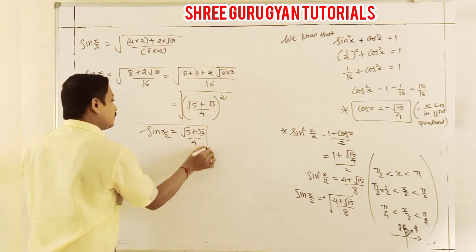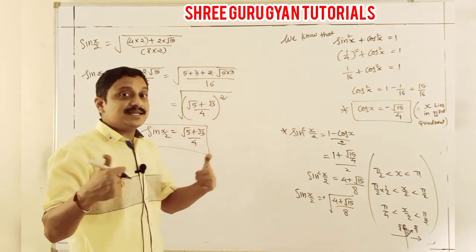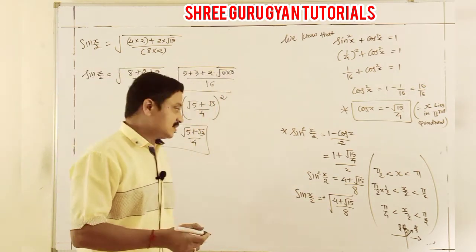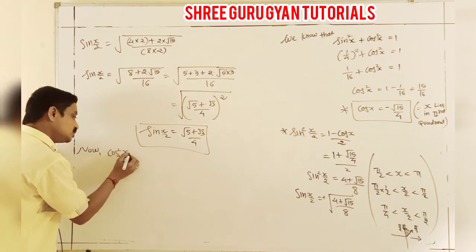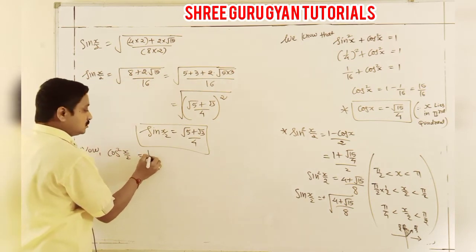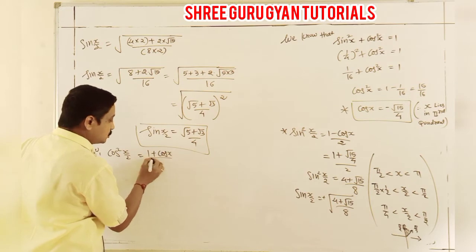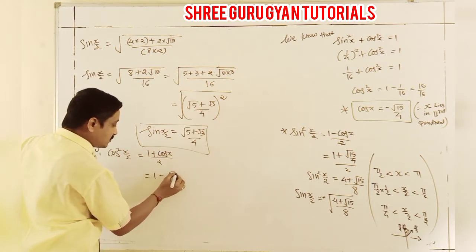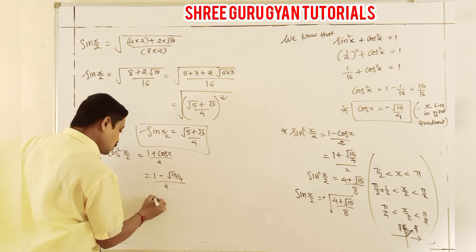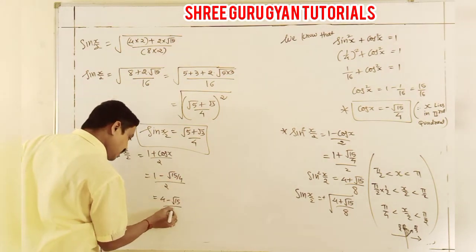And here you are, happily. The first case is done. Now again start. Continue to cos square x by 2, which you know is (1 plus cos x) by 2. Same property. What is cos x? (4 minus root 15) by 4, divided by 2. So (4 minus root 15) by 8.